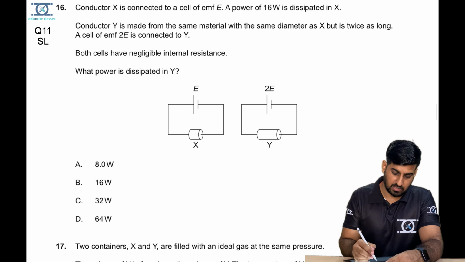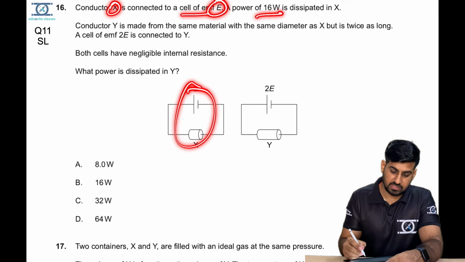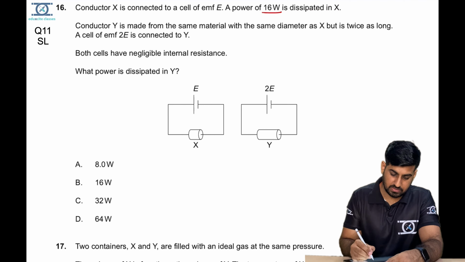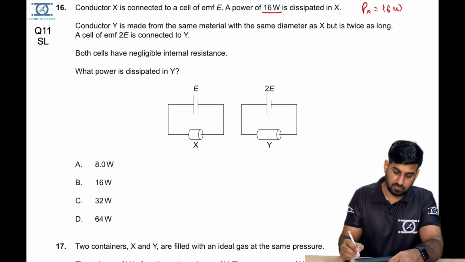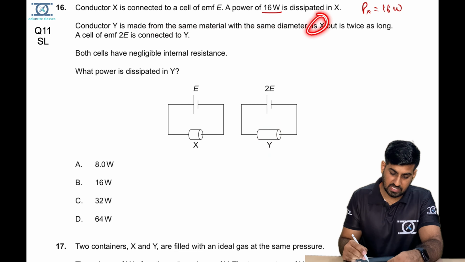Question number 16: a conductor X is connected to a cell of EMF E. The power of 16 watts is dissipated in X. So power is given to us, the power of X is 16 watts, and the EMF is given. The conductor Y is made of the same material with the same diameter as X, but it is twice as long as X.